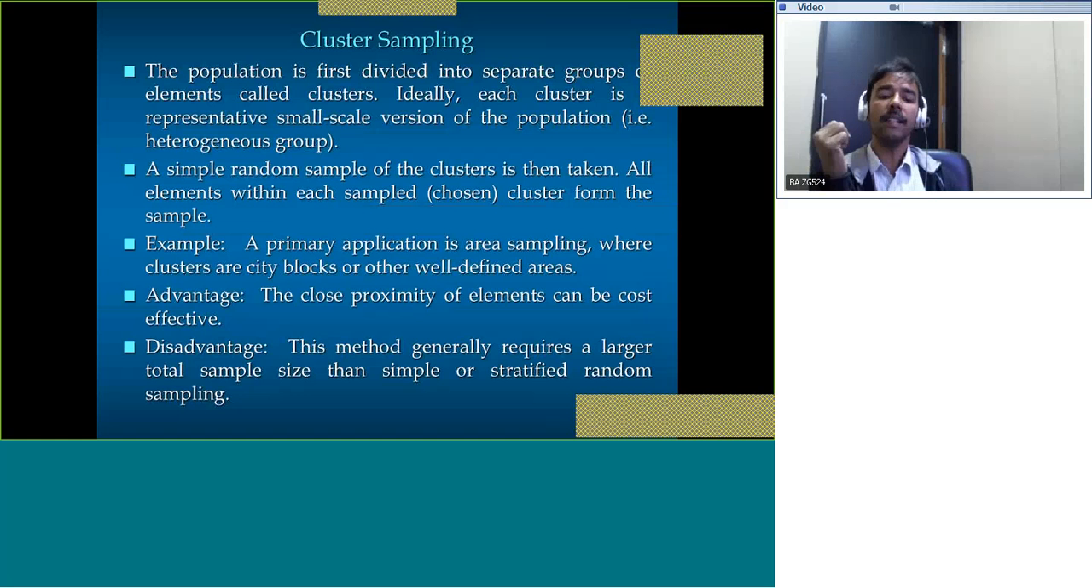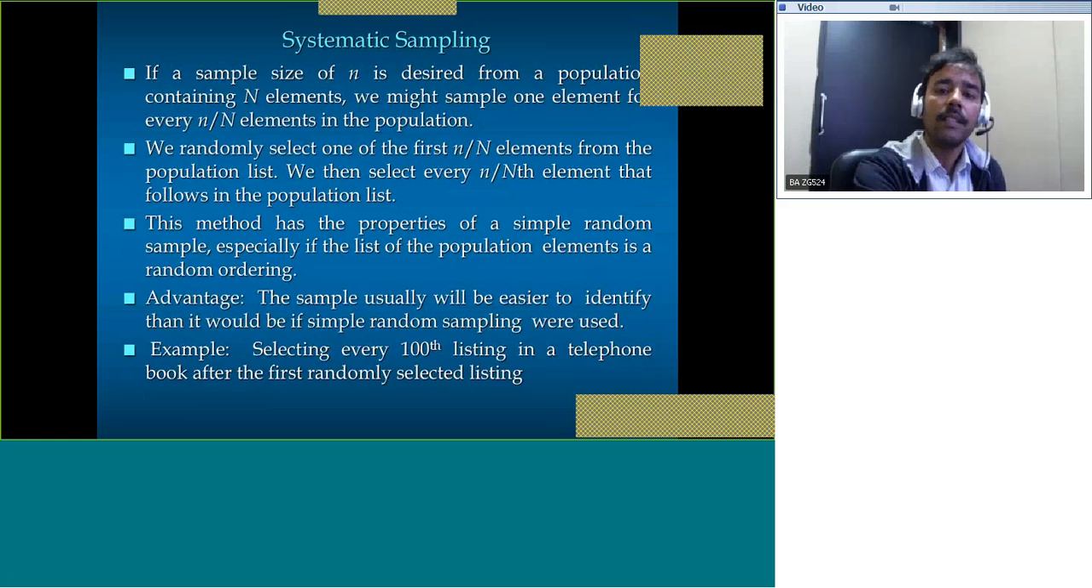So you can see that the advantage is that the close proximity of elements can be cost effective in this case. But the disadvantage is that this method generally requires a larger total sample size than simple or stratified random sample. Third one is systematic sample.